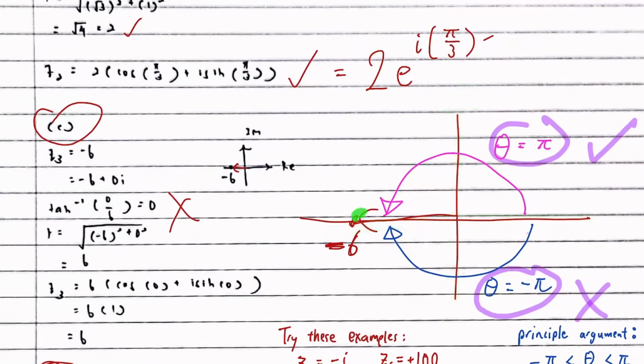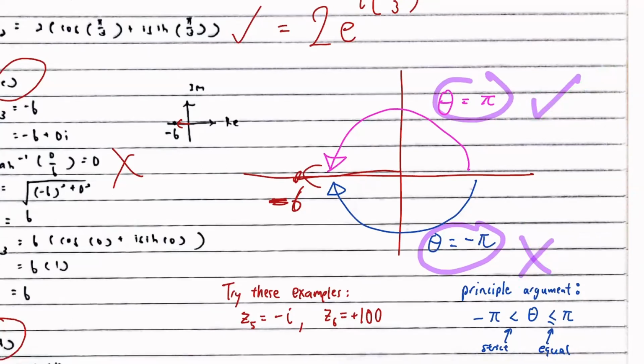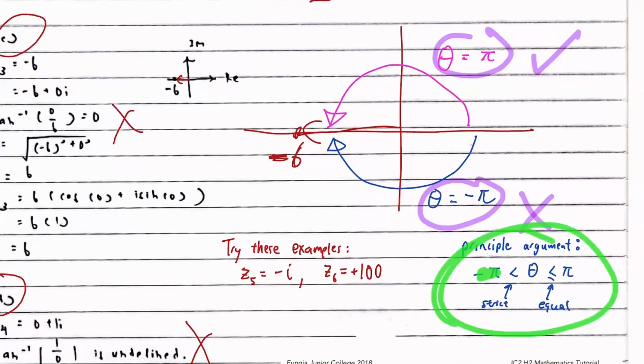Look at your diagram here, -6. This is the complex number. It's like a vector starting from the origin. What's the angle? Is it anti-clockwise or is it clockwise? You can tell the answer from the tick and the cross. Should be anti-clockwise. Why? Because we want a principal argument that goes from -pi to +pi, inclusive of +pi. That's written in the syllabus.